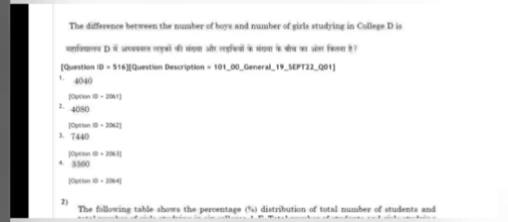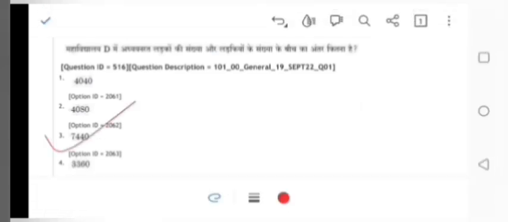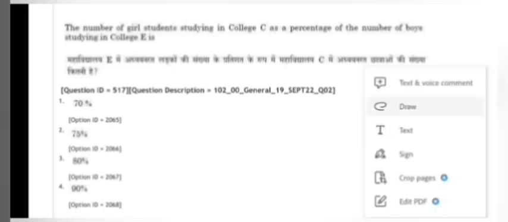It will be 7440. 7440. This will be correct. Next, the number of girl students studying in college C as a percentage of the number of boys studying in college E is what? 70%, 75%, 80%, 90%. It will be 70%.